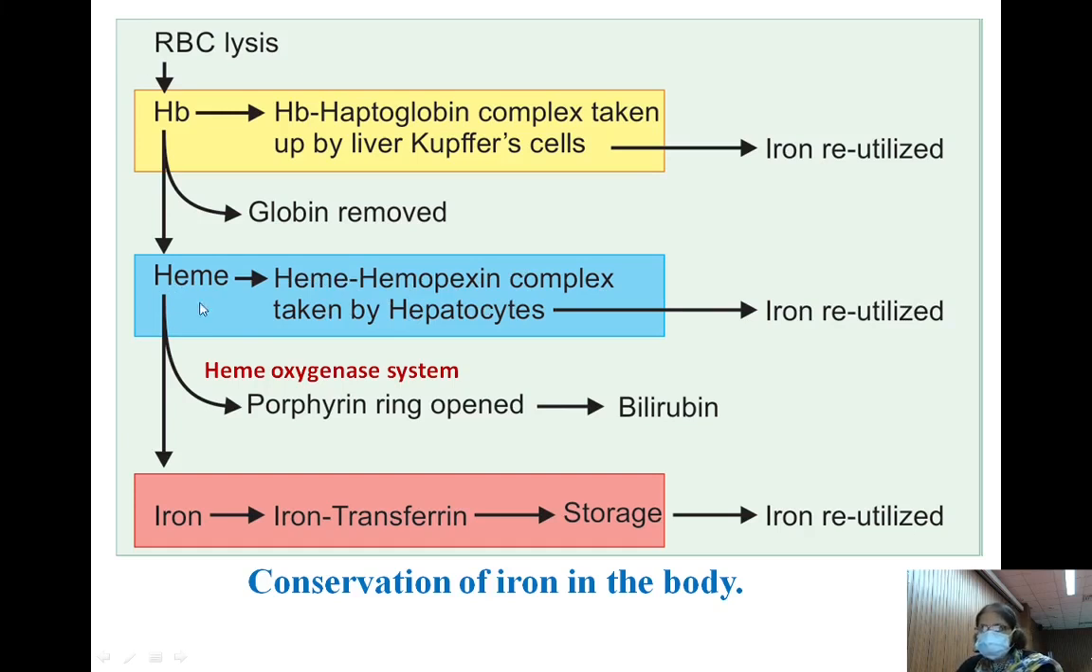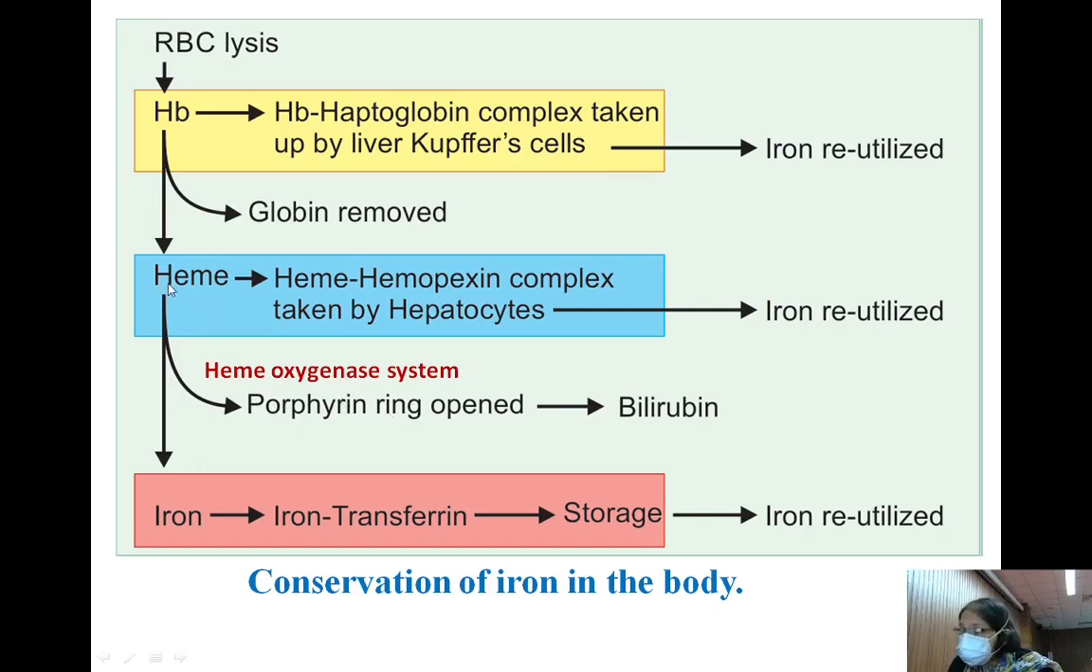Otherwise, heme is broken down by oxygenation through the heme oxygenase system. Heme oxygenase is a multi-enzyme complex. Here the porphyrin ring is opened, so the cyclical porphyrin ring becomes a linear porphyrin ring.